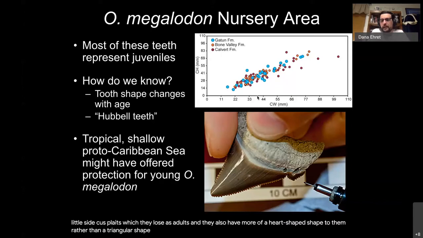during the Miocene, this would have been a shallow Caribbean ocean. So it would have been warm, shallow seas, perfect places for shark nursery areas. And that's what we see today. Areas like the Bahamas are great areas for shark nurseries.